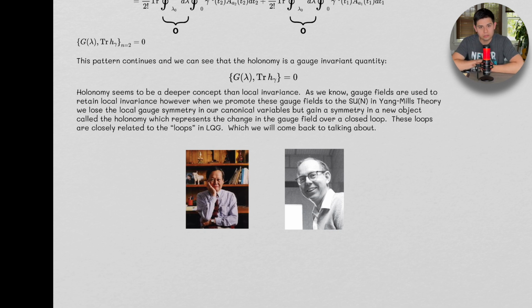So holonomy seems to be a deeper concept than local invariance. As we know, gauge fields are used to retain local invariance. However, when we promote these gauge fields to SU(N) in Yang-Mills theory, we lose that local gauge symmetry in our canonical variables, but gain a symmetry in our new object called the holonomy, which represents the change in the gauge field over a closed loop. So these loops are closely related to the loops in loop quantum gravity, which we will come back to later. We've now defined exactly what the loops are, and they really are just the invariant quantities under a gauge transformation in quantum gravity.